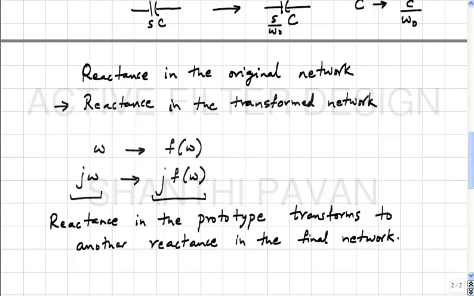Yes, sir. So why is it necessary that f of omega should be real? We just need the transform network to be physically realizable. Correct. If you have a complex function, then you can have a resistor. Yes, you can. But there are two reasons for this. One, of course, is that it's easiest to work with a real function.